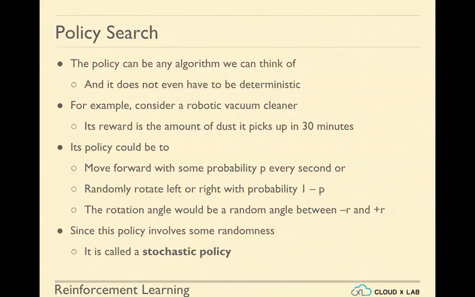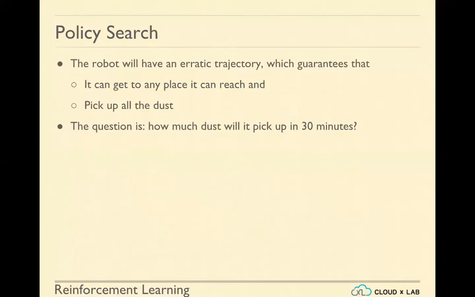Very ineffective sometimes, and such policies where there is a lot of randomness involved, we call stochastic policy. The robotic vacuum cleaner will have an erratic trajectory, which guarantees that it can go to any place it can reach and pick up all the dust. The question is, how much dust will it pick up in 30 minutes? After a fairly long time, such a robot, which is completely erratic, will pick up the dust. But the question is, how much time will it take?